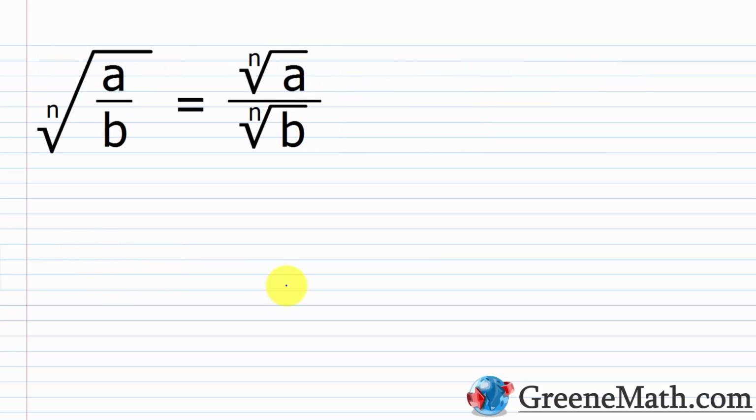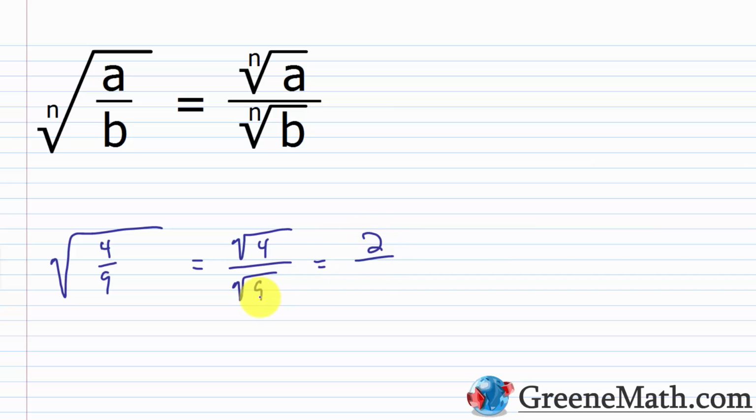All right, so for the next part, let's talk about the quotient rule for radicals. So if we had the nth root of a over b, this is equal to the nth root of a over the nth root of b. So this would help us if we had something like, let's say, the square root of 4 over 9. Right now that looks kind of hard to solve. So you can break this up and say it's the square root of 4 over the square root of 9. So you're attacking the numerator and denominator kind of separately there. The square root of 4 is 2. The square root of 9 is 3. So we get 2/3 as our answer.